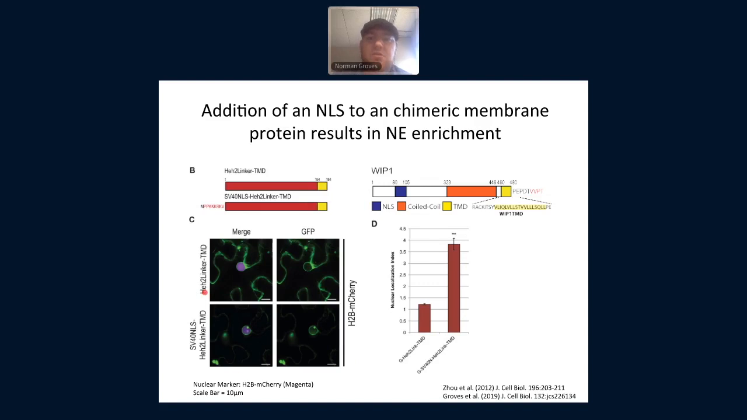So next, we sought to make a chimeric membrane protein that would allow us to test a bunch of different conditions for enrichment at the nuclear envelope. To do this, we fused the intrinsically disordered linker of Heh2 with a transmembrane domain from the plant KASH protein WIP1, and then fused an NLS to the N-terminus of that. So our chimeric membrane protein behaves like an ER membrane protein, both in look and in quantification, where it's just below 1.5. Then when we add our NLS, we see about a 3-fold increase in nuclear localization index.